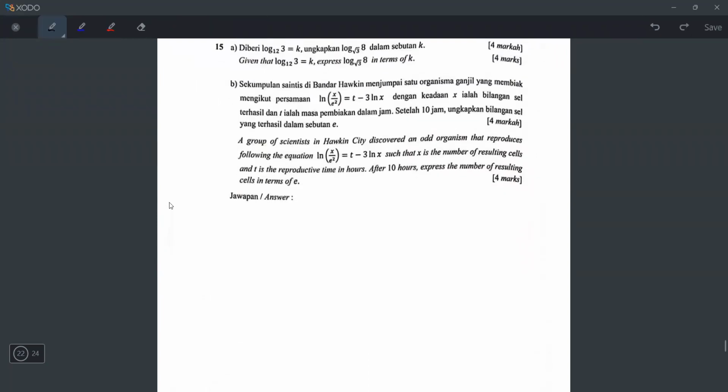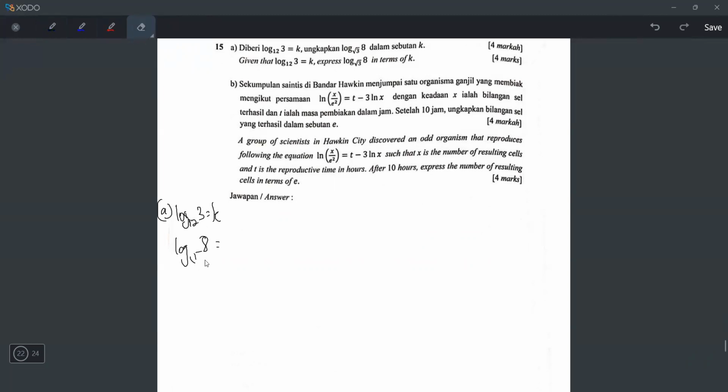Number 15. Okay, I'm sure a lot of you will get stuck on this A question. So let's do it. Given that log 12 base 3 is K, and then they say express log 8 base square root 3 in terms of K. Okay, I will explain using 2 methods. The first method, I will use a cara yang saya tak berapa recommend. And then only I will explain using the other method yang saya lebih prefer.